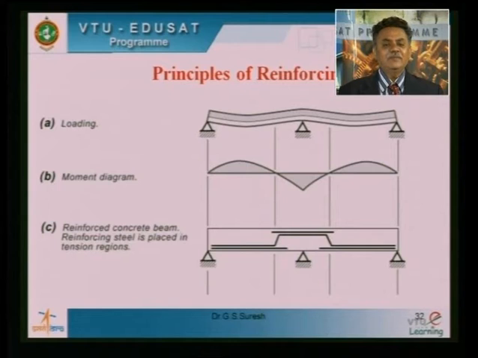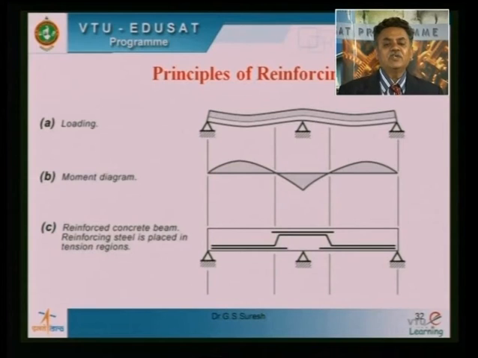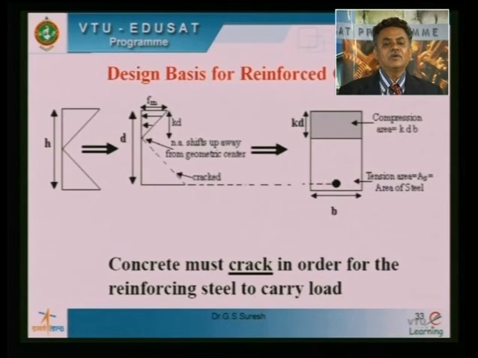In case of a cantilever beam, if you remember, hogging occurs at the top. That means I have to introduce the reinforcement in a cantilever beam at the top. If it is a simply supported beam, the tension is going to occur at the bottom. So, I have to introduce the reinforcement at the bottom of the beam.